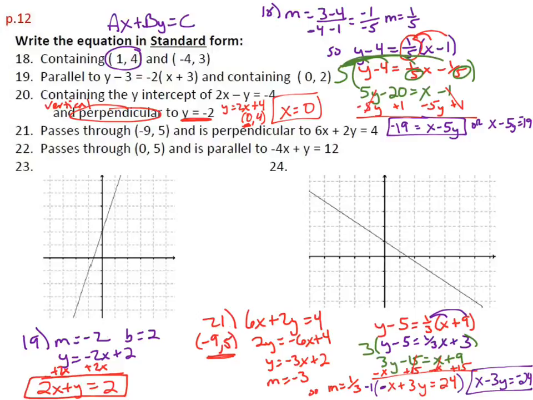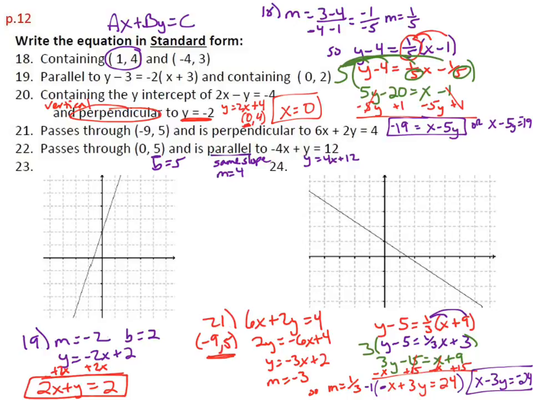Then for 22, passing through (0, 5). I like it when it does that, because there is my b value of 5. So I'm getting my y-intercept from passing through that point, and then we want it to be parallel, so the same slope, as -4x + y = 12. Well, I'm not in slope-intercept form there, so I need to switch it real quick, and that's going to give us y = 4x + 12. So I want that same slope of 4.